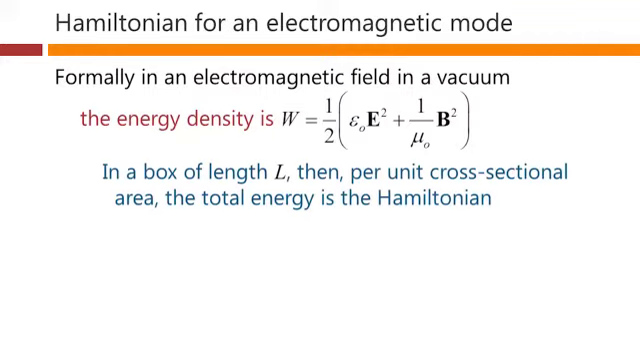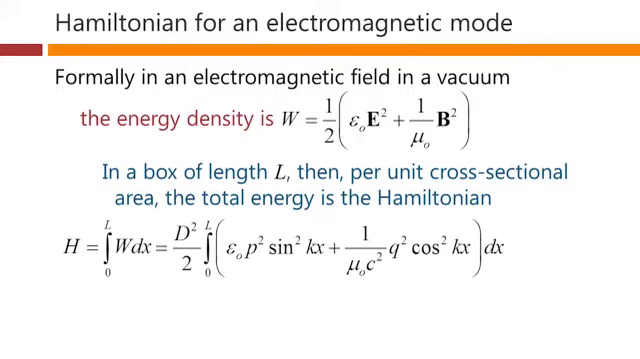So in a box of length L, then per unit cross-sectional area, the total energy is the classical Hamiltonian, H, equal to the integral from 0 to L of this energy density here in the x direction. As I said, this is per unit cross-sectional area, so we're just integrating in this one direction, x.